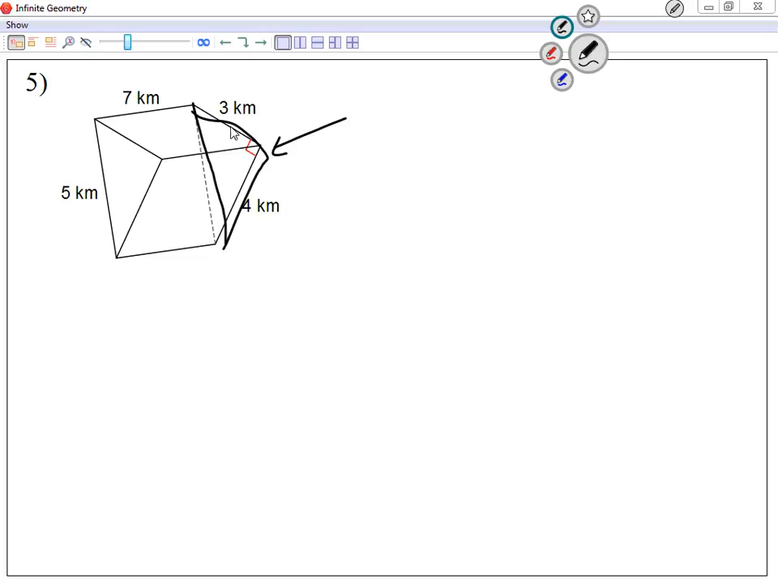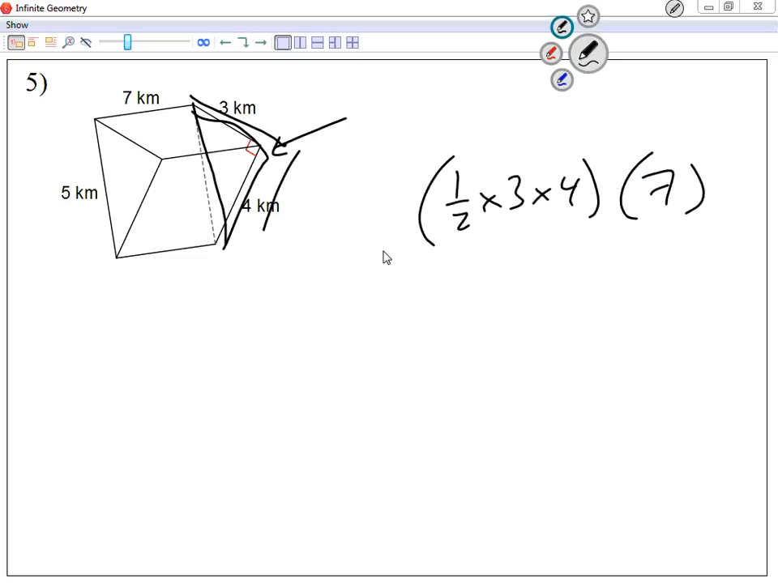So the base is a triangle. Looking at the 90 degrees, the two numbers across the 90 degrees are 3 and 4. So for the triangle, I'm going to go 1/2 times 3 times 4. I have to do half on triangles, not rectangles, but yes on triangles. So that's the area of the base. I'm going to multiply whatever I get from here by 7, because that's the height. You guys get what? 42.